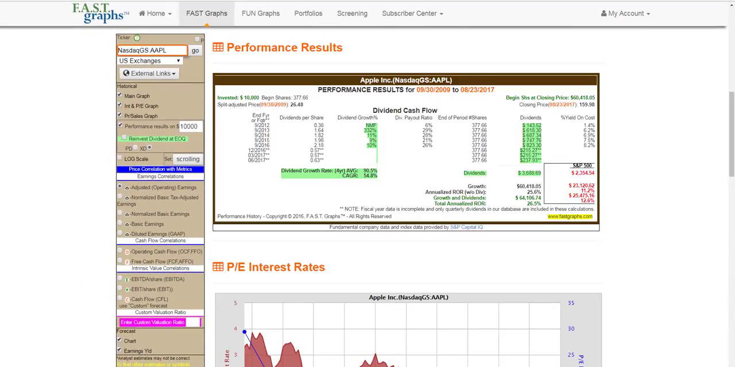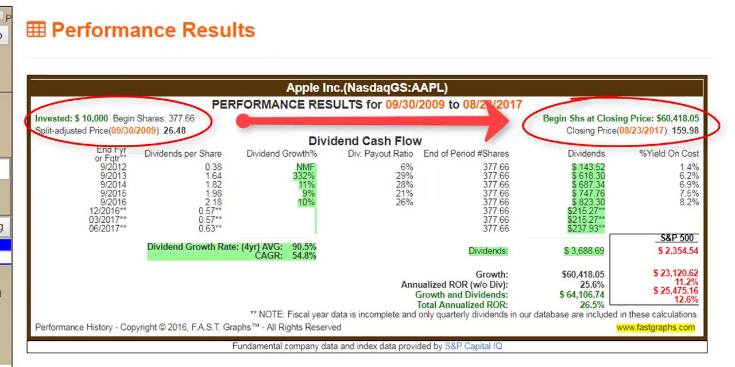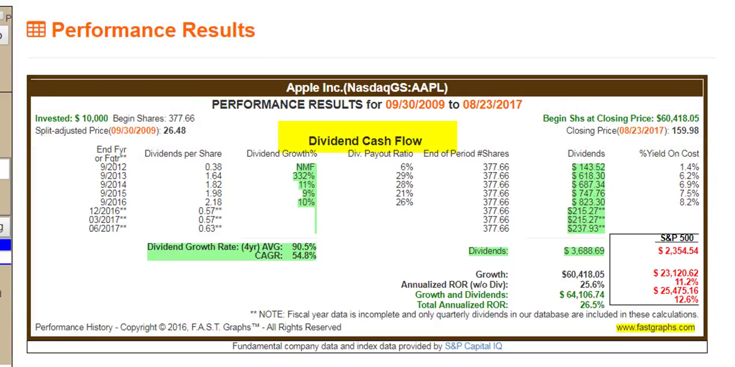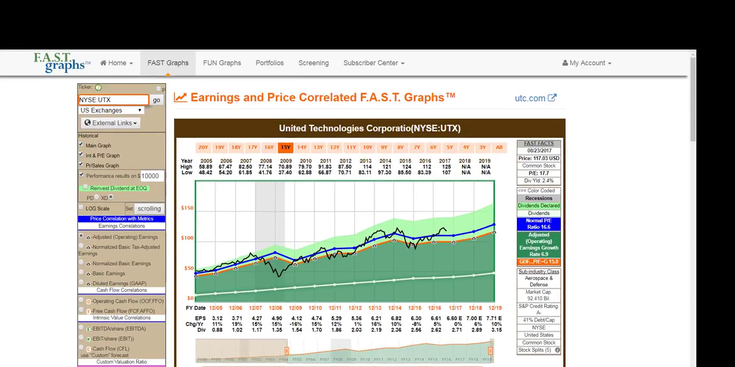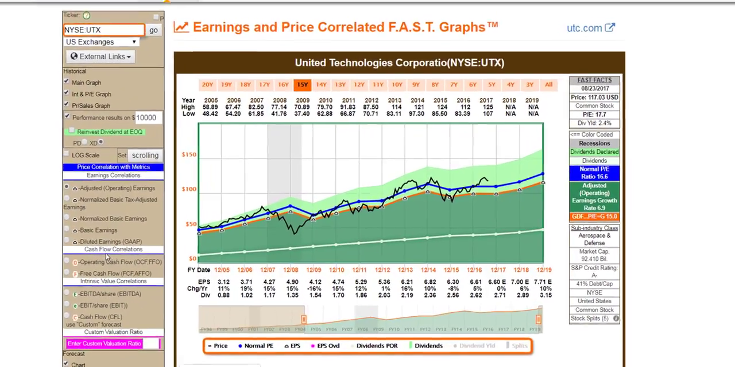Another important piece of vital historical information provided by Fast Graphs are the associated performance results for whatever time frame was being measured. This includes a dividend cash flow table if the company pays dividends, and a calculated closing total annualized rate of return, which is compared to the S&P 500 for the same time frame. Additional return calculation functionality is available through the built-in return calculator in the historical earnings and/or cash flow graphs.